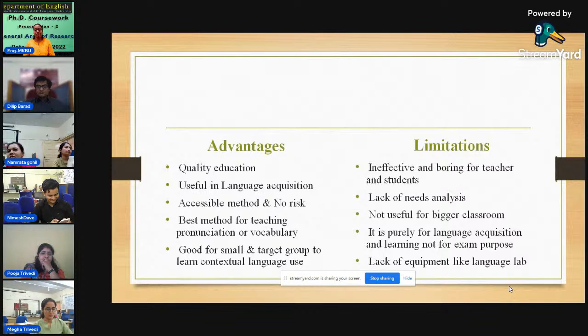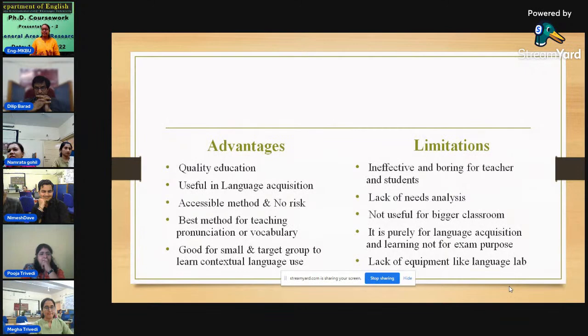It is purely for language acquisition, so this approach will not help for exam purposes. If you want to learn English language just for communication, then this approach will work very well. Lack of equipment like a language lab. These kinds of language labs and other things, for example tutorials, you should arrange. If the English teacher has these kinds of tasks and equipment, they can use them very well for this approach.